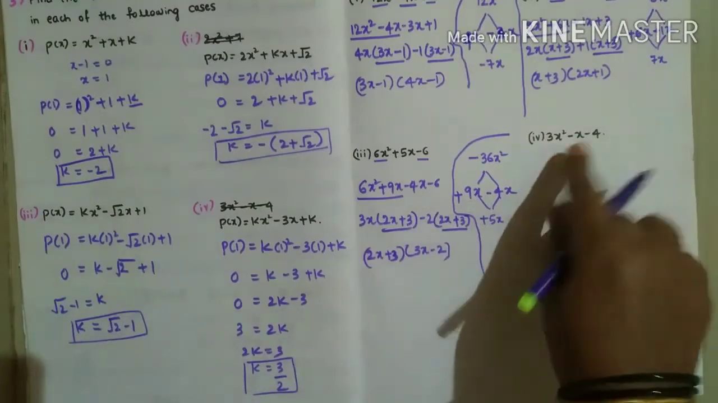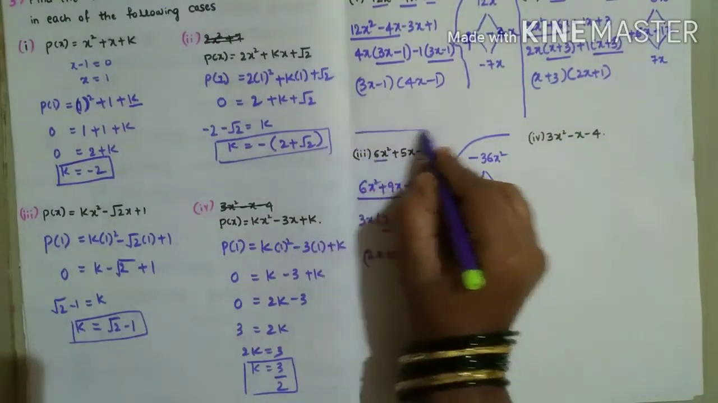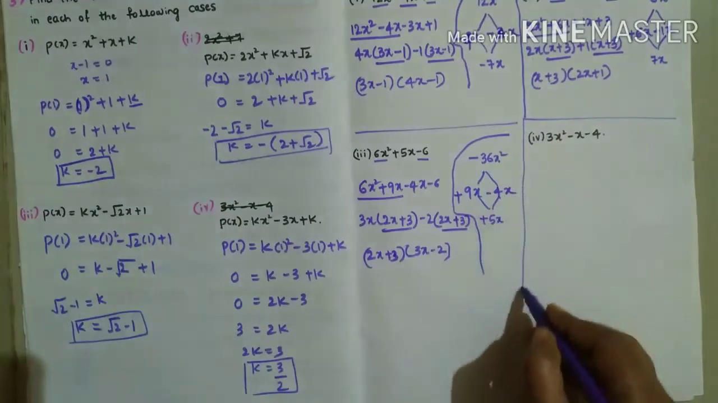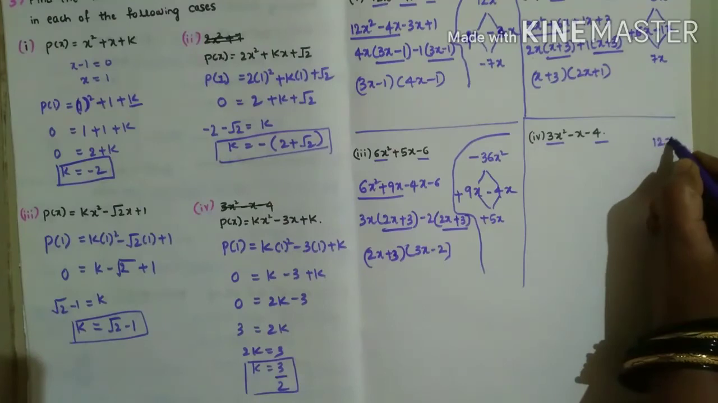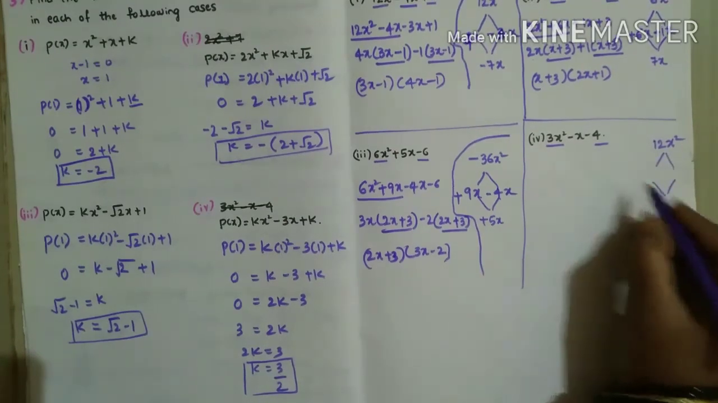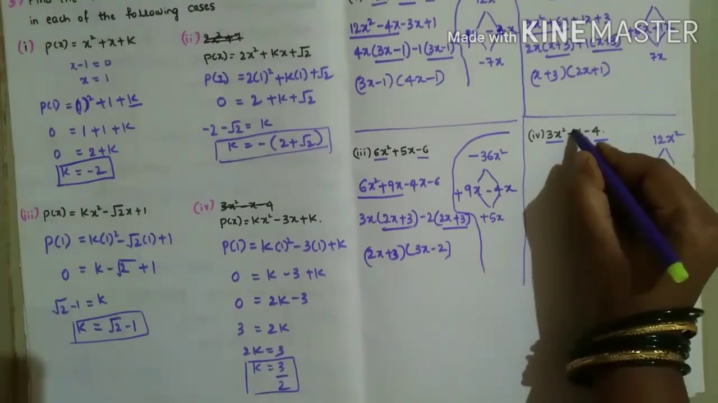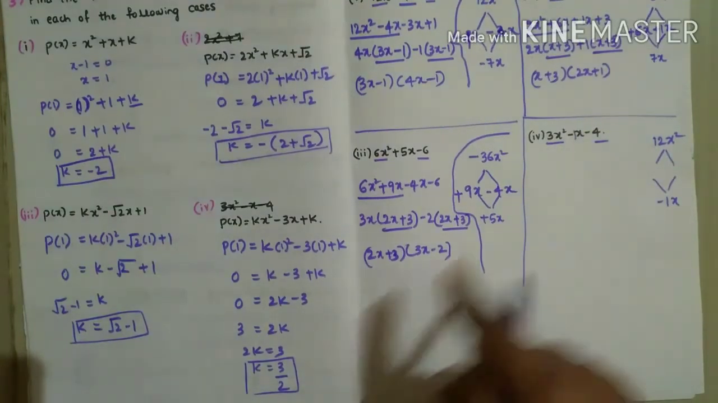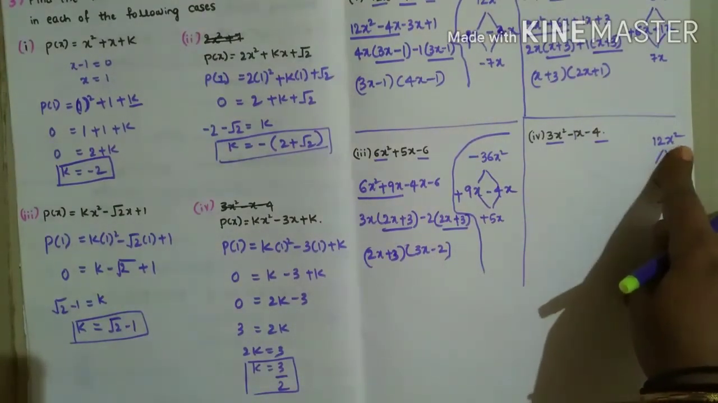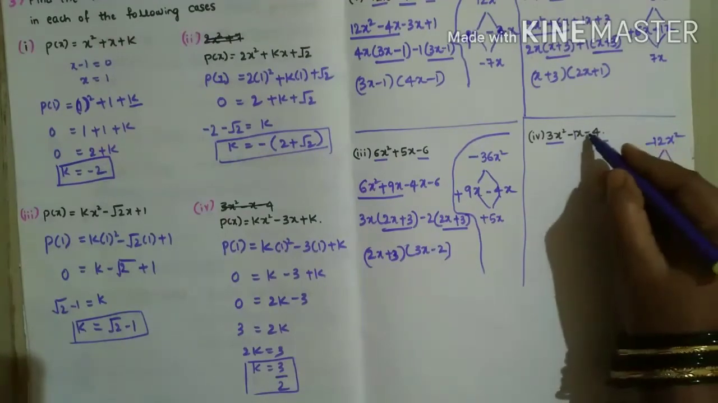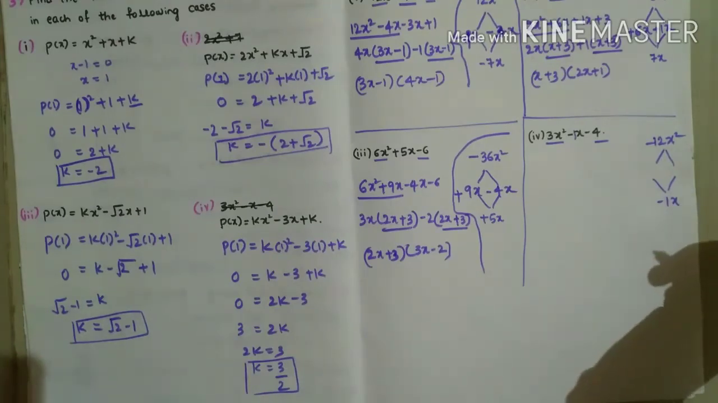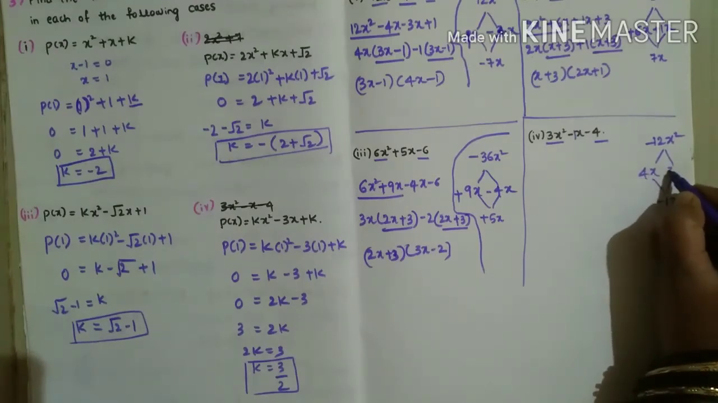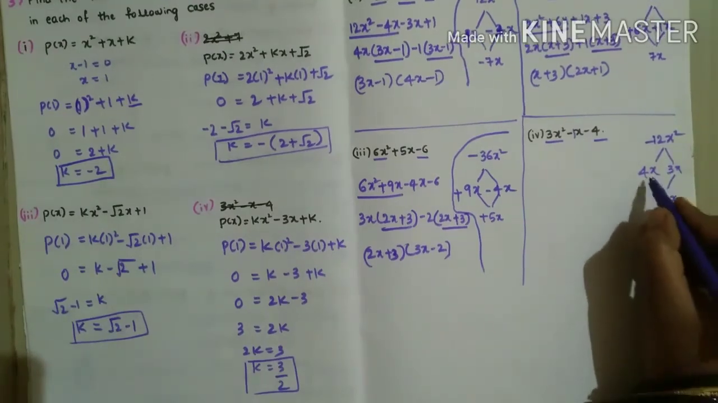Next one, that is the fourth one. First term and last term you multiply. 3 4s are 12x square. Then minus 1x, nothing will be, the coefficient will be 1 there. Now if you multiply any two numbers, you want to get minus 12 because minus is there, and if you add or subtract, you want to get minus 1x. Which are the two numbers? 3 and 4 I can take: 4x and 3x, because 4 minus 3 is 1 and 4 into 3 is 12.